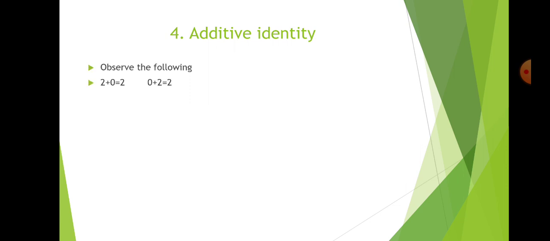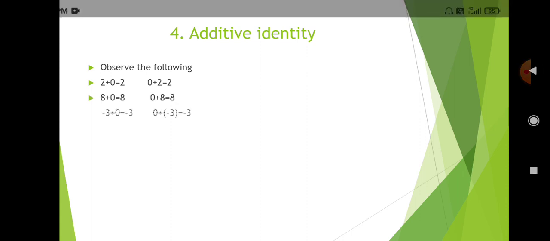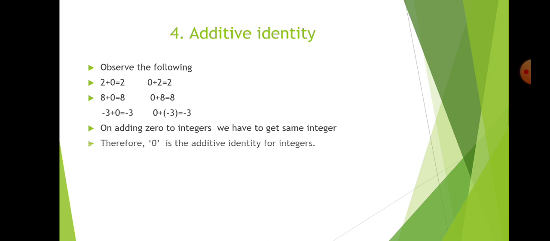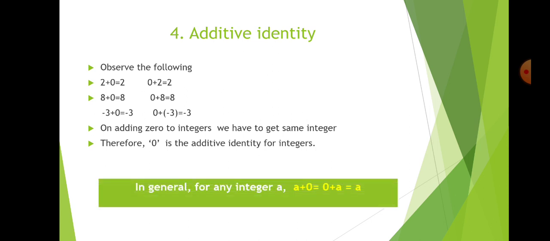Fourth one is additive identity. Observe this, 2 plus 0 is equals to 2 and changing their places, 0 plus 2 is also 2, and 8 plus 0 is equals to 8, 0 plus 8 is equals to 8. Same, on adding 0 to any integer, we get the same integer. So this property is called additive identity. Here 0 is the additive identity for integers. In general, for any integer a, a plus 0 is equals to 0 plus a is equals to a.